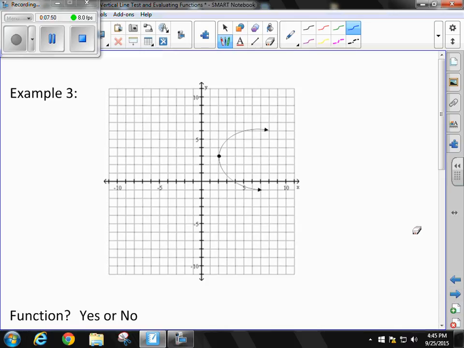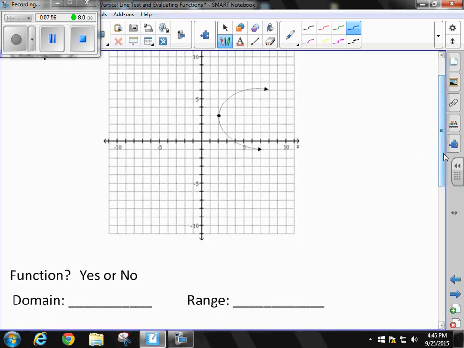Now we have another parabola, and we'll do the vertical line test first to see if it's a function. Vertical line test. How many times? Uh-oh, it hits it twice. It's not a function. It's a no. I'm going to erase that, and then we'll talk about the domain and the range.